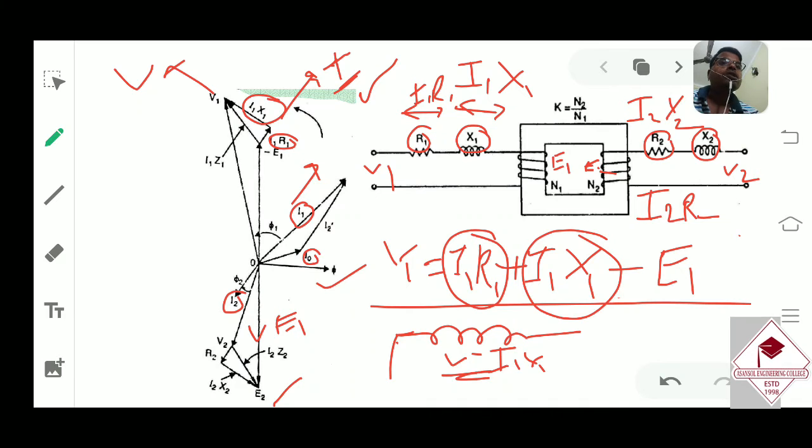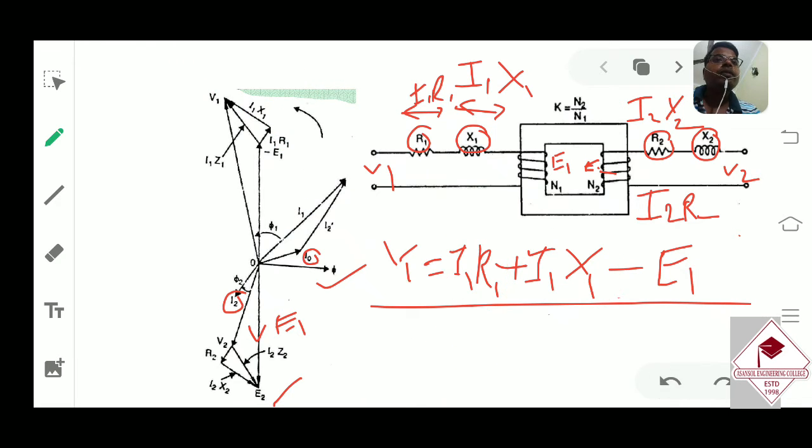Now you see, after adding this minus E1, I1 R1, I1 x1, if we add all these, we will actually get V1. So this is the V1, hope you understood. So this V1 we can draw like this. So this was about the primary side.